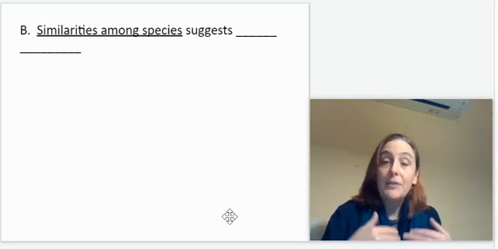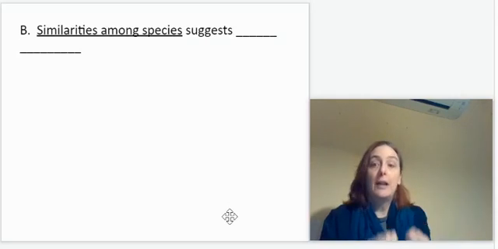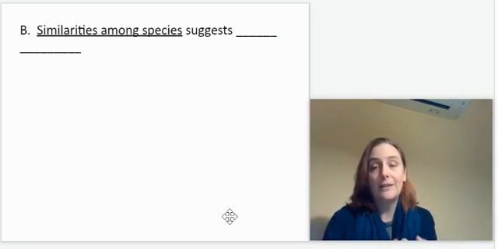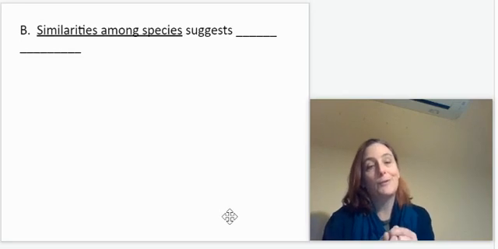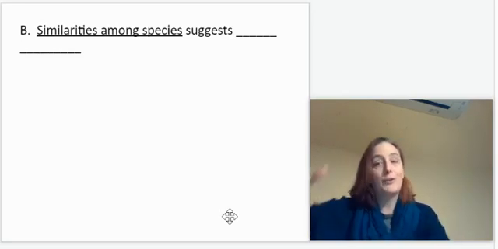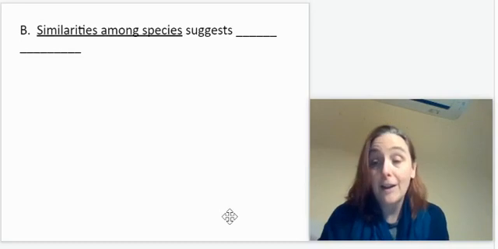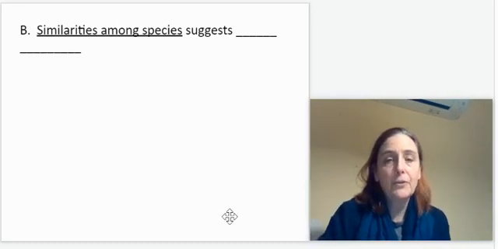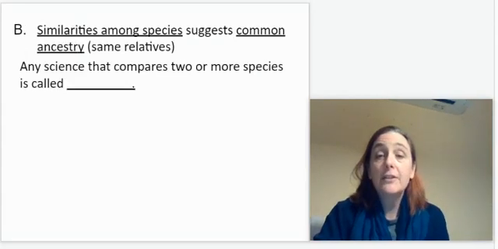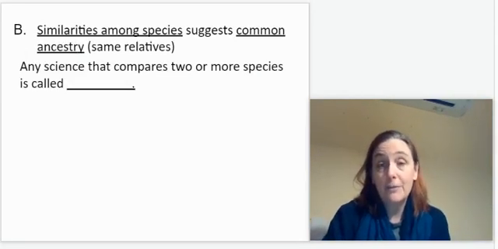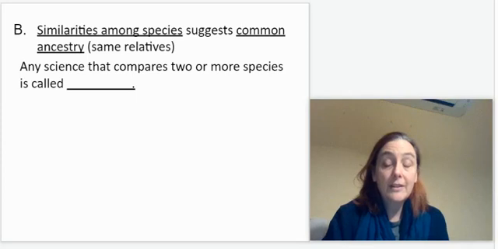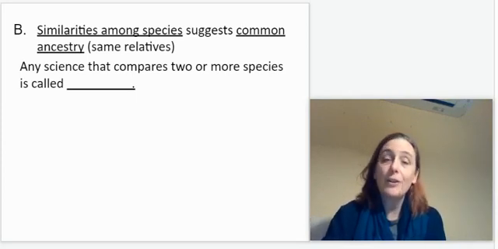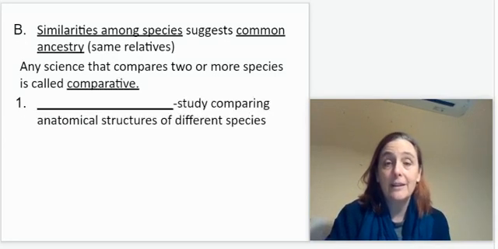Just like that, you might see two species that look a lot alike, and it suggests that they inherited their genes from a common ancestor, not the same parents or grandparents or great-great-grandparents. Going to go way back, right, to find that common ancestor, but it does suggest that. So similarities of species suggest common ancestry, that they have the same relatives. And the sciences that have looked at whether there are similarities between species are called comparative sciences.